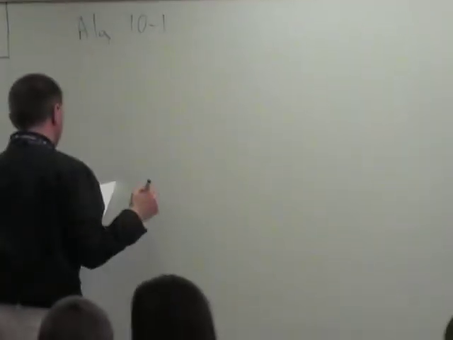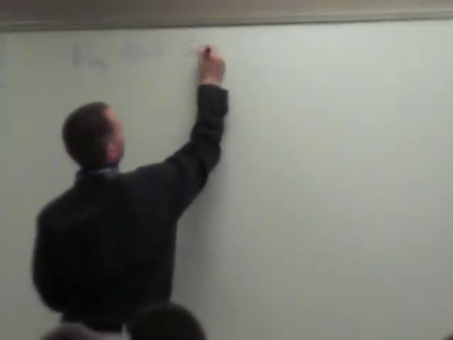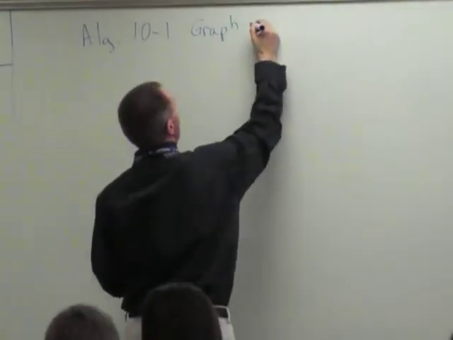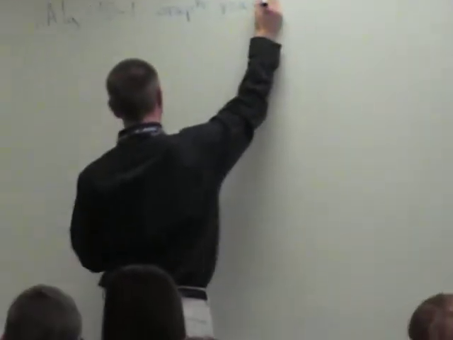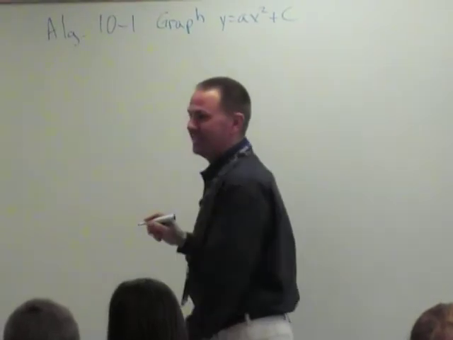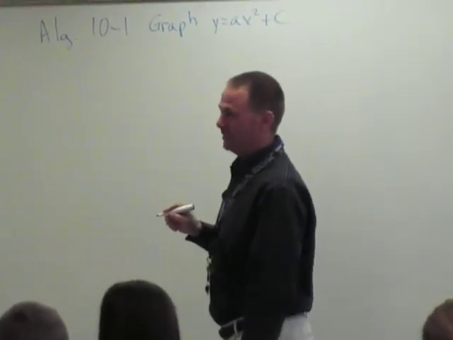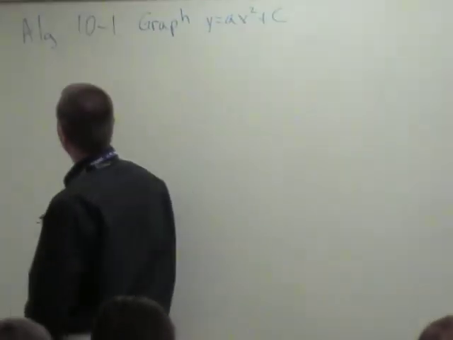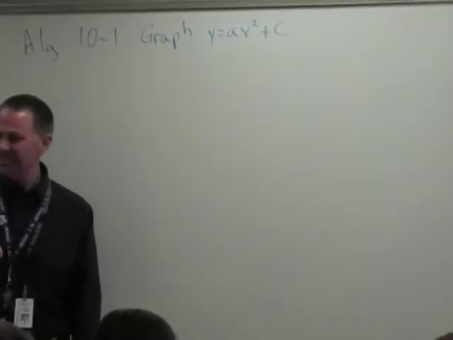Chapter 10, guys. Finally made it. Round. y equals ax squared plus c. What? Well, wait. We can say we didn't.